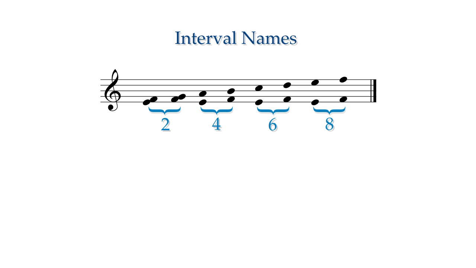With even interval numbers, the notes are always sorted one note on a line and the other note on a space. With odd interval numbers, either both notes are on a line or both notes are on a space.